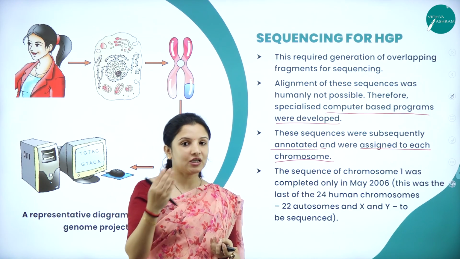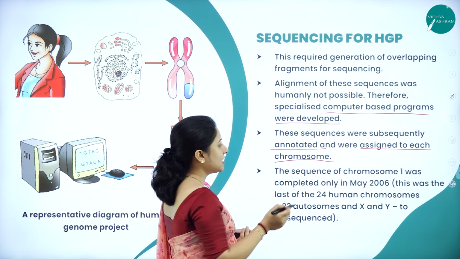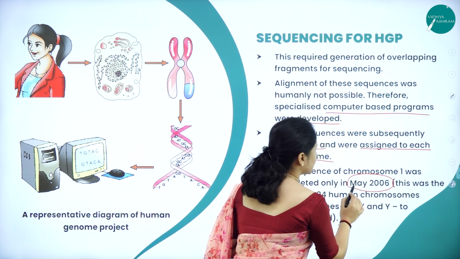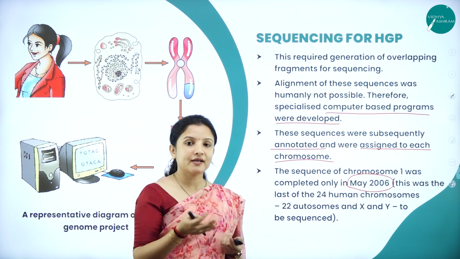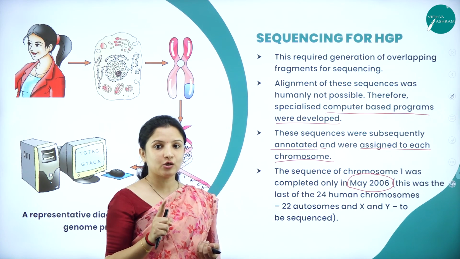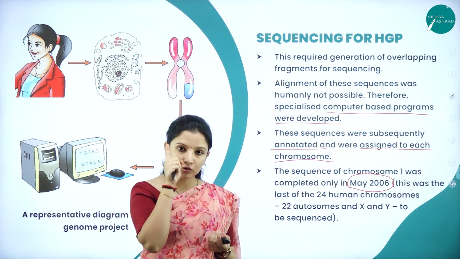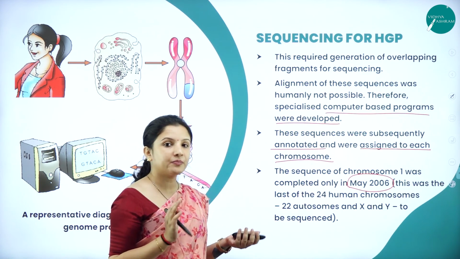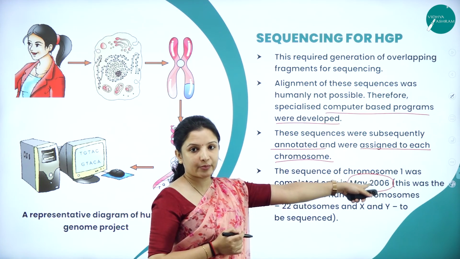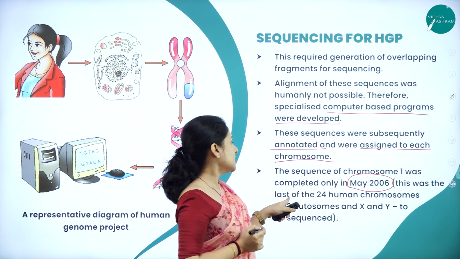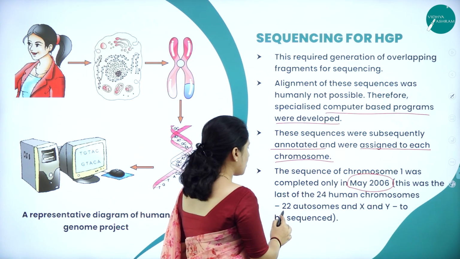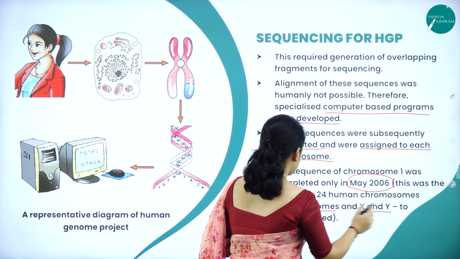That DNA, what sequence is present, was identified, and the complete sequencing was completed in May 2006. Think of it: the Human Genome Project started in 1990, but the DNA present in chromosome 1 of the human genome was completely sequenced only in May 2006. How many years they took, what laborious work, right? This was the last of the 24 human chromosomes, wherein 22 autosomes, X and Y, were to be sequenced.